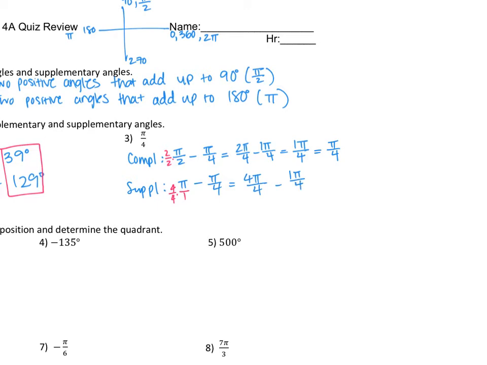I'm just sticking the 1 there in front of the pi so that I can easily subtract. You don't have to do this if you can recognize this is 1 pi. 4 pi minus 1 pi is 3 pi, and then the denominator stays the same. So the supplementary angle to pi over 4 is 3 pi over 4. And that's it. That is my 2 pairs of complementary and supplementary angles.